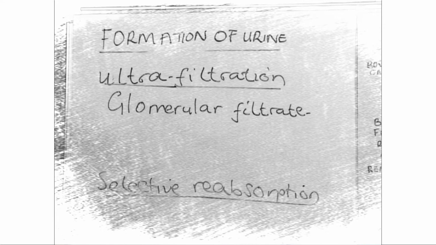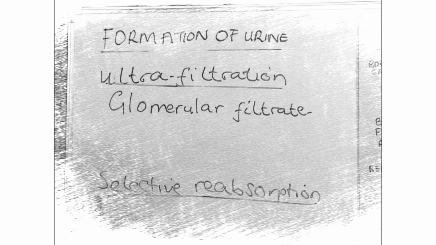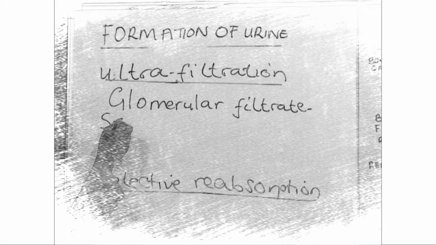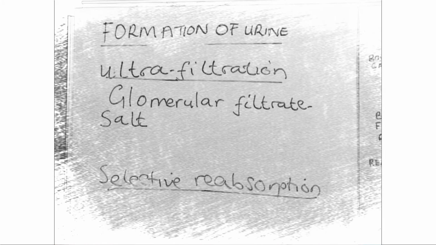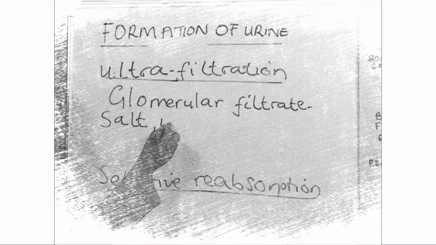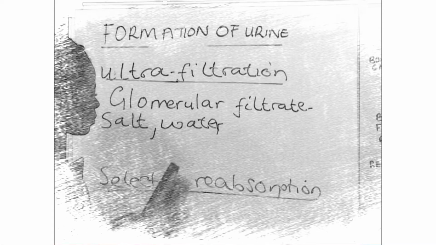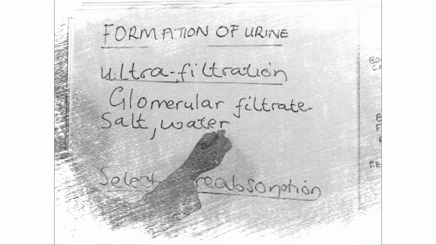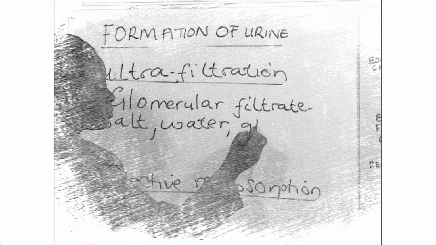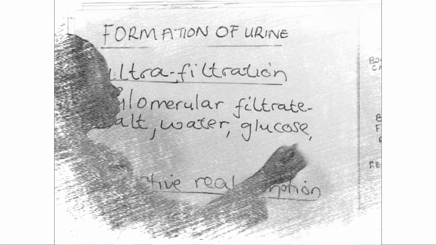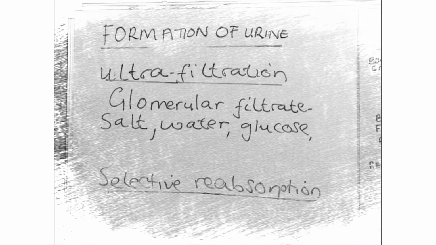Now you might ask, which substances are part of the glomerular filtrate? So we have salt, which will be filtered out of the glomerulus into the Bowman's capsule. We also have water. We also have glucose. We have nitrogenous waste products like urea. So these will be part of the glomerular filtrate.